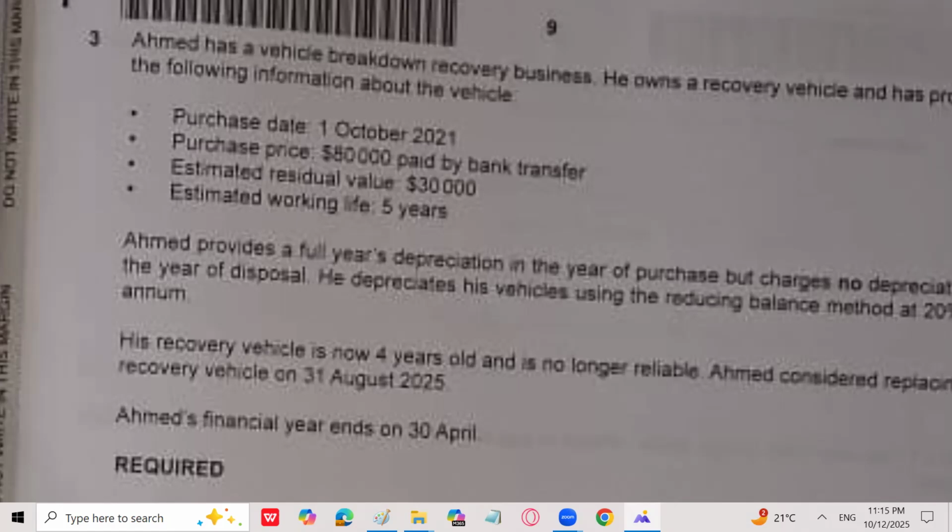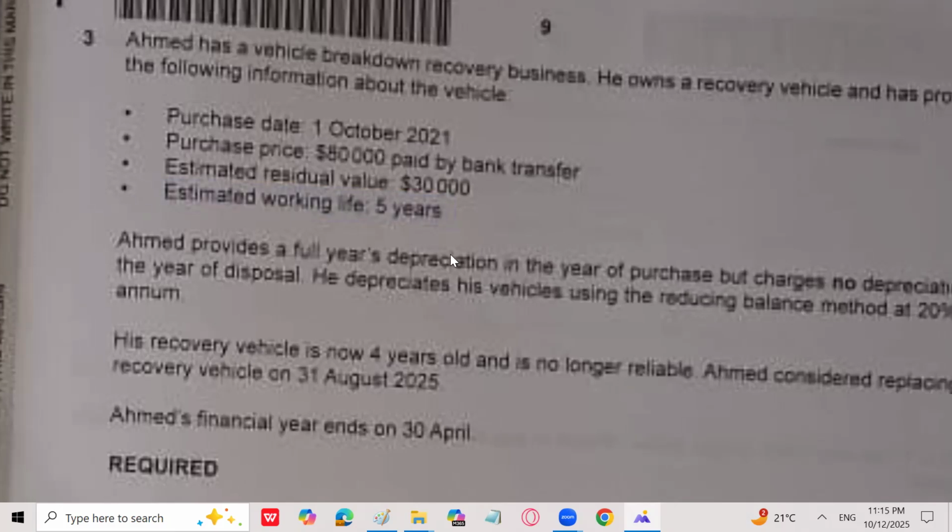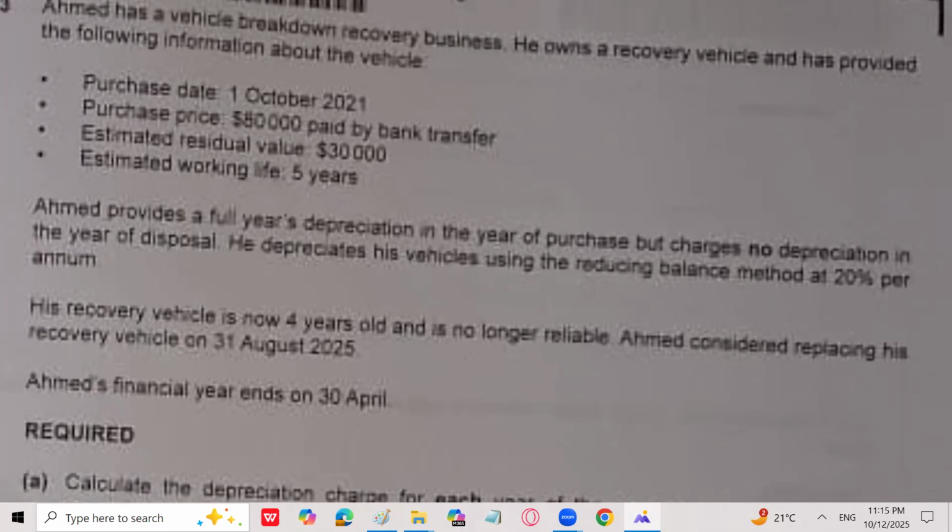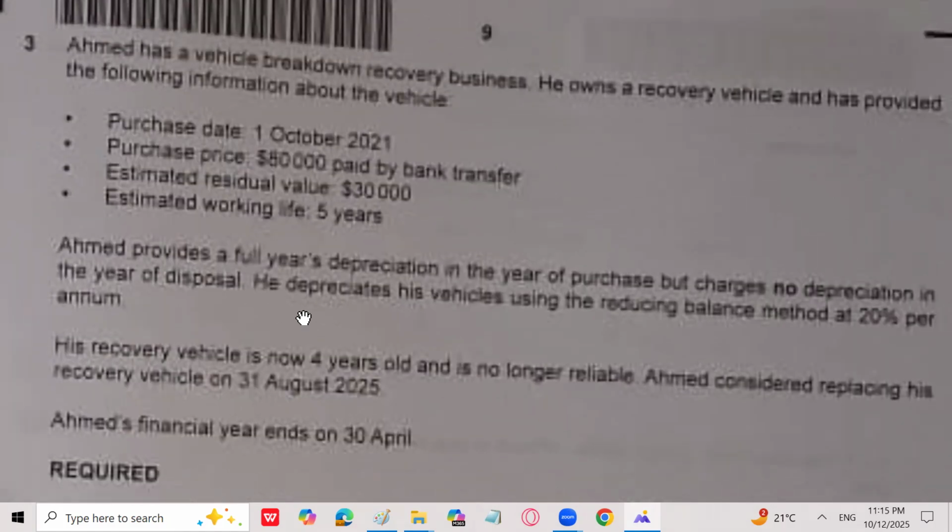That is wrong. Why, sir? Because we will not use this when useful life is given, under straight line method. Then you can use the formula. Here, Ahmed provides a full year depreciation in the year of purchase but charges no depreciation in the year of sale. So that is annual basis. That is quite easy. So the depreciation policy is on annual basis. He depreciates his vehicle using the reducing balance method at 20% per annum. So we are supposed to use the reducing balance method, right? Not straight line method. So this formula will not be used.